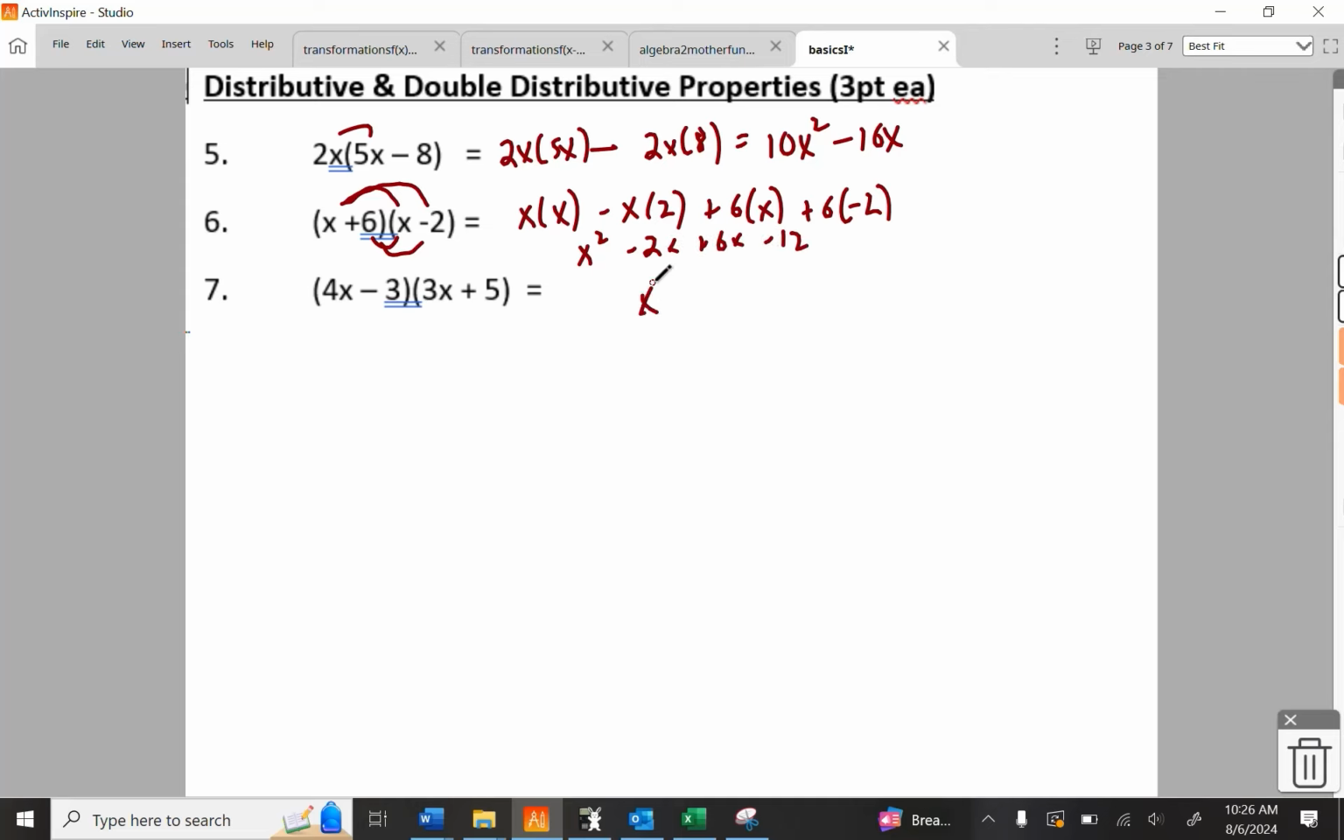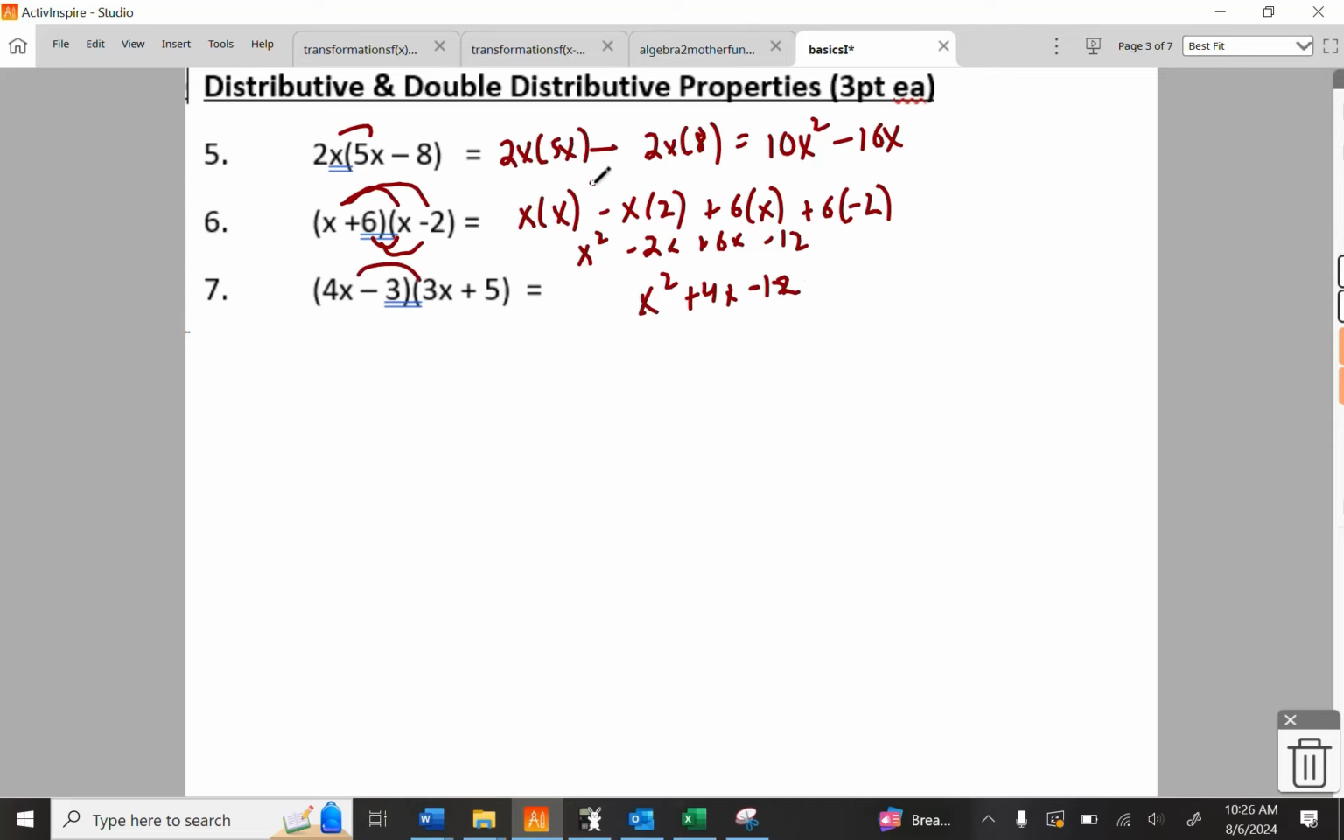And there's one more cleanup operation. We're always allowed to combine like terms. So 6x minus 2x is 4x. So final answer is x squared plus 4x minus 12. 7's the same as 6. We just have bigger numbers.